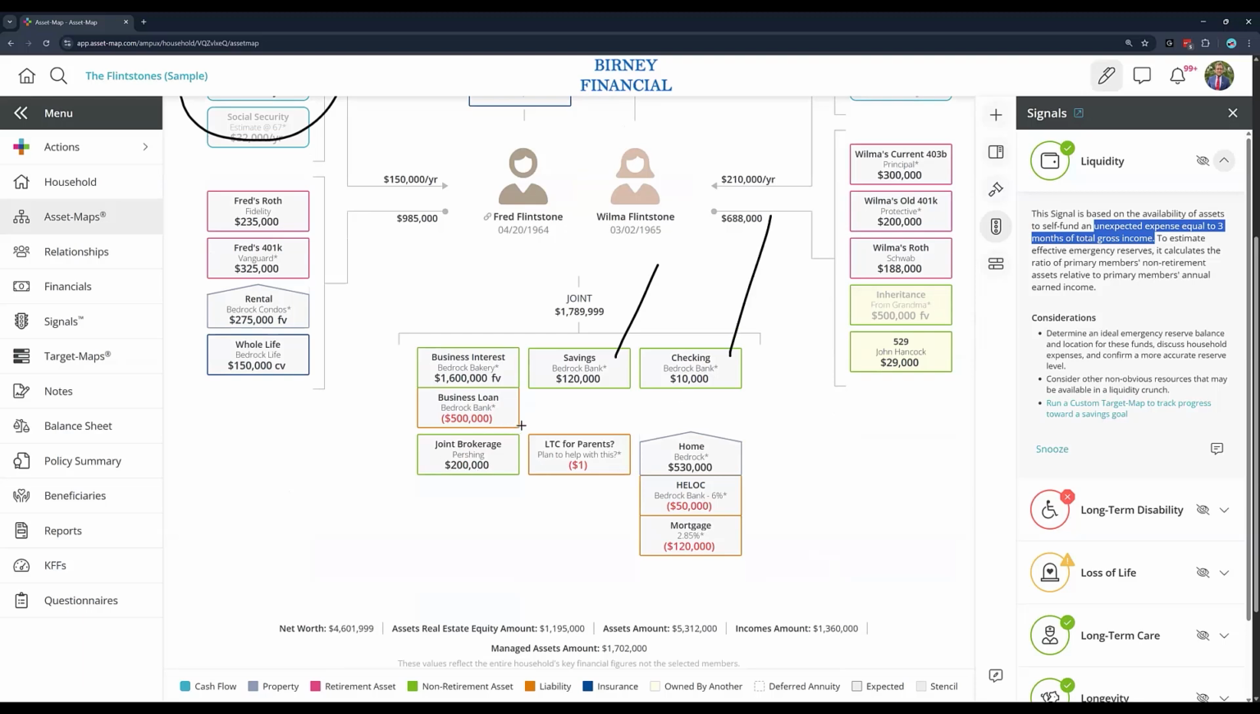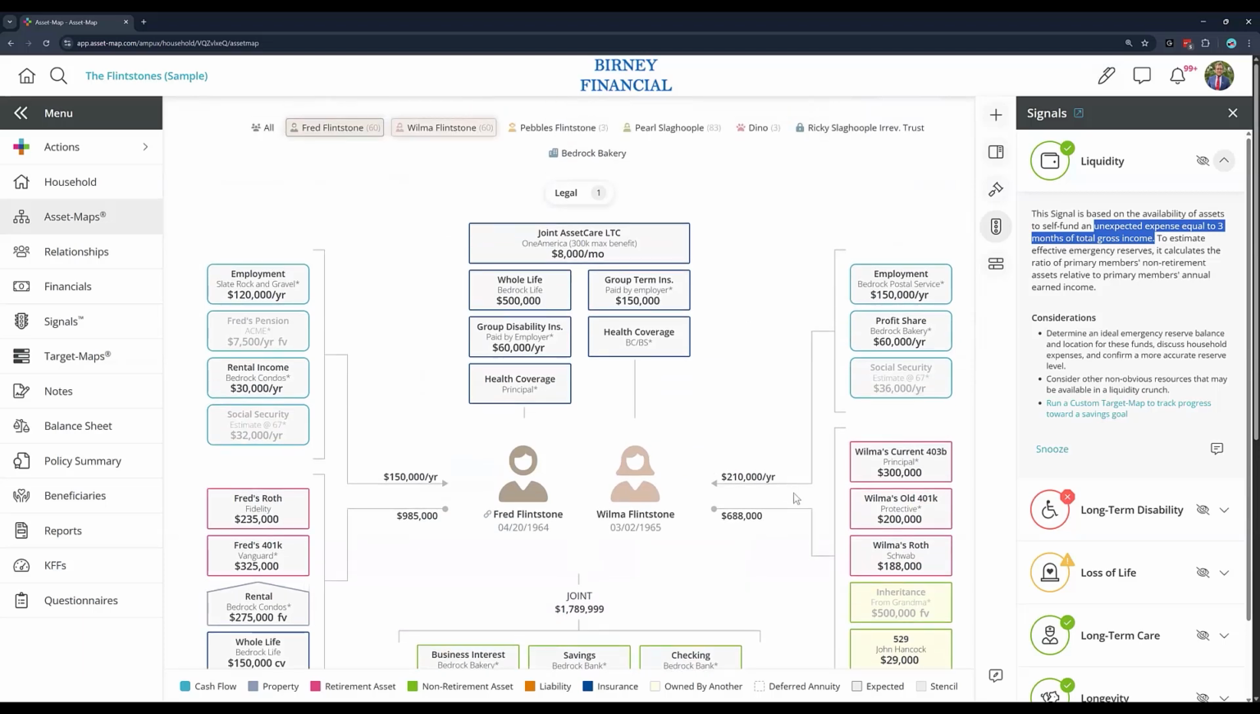Checking is pretty solid here. And we have this beautiful non-qualified brokerage account. If we really had to, we could liquidate some stock and make some cash happen pretty fast. So as far as liquidity goes, I'm not super concerned there. That one gets a green light and lets us know that this is probably not our highest priority.